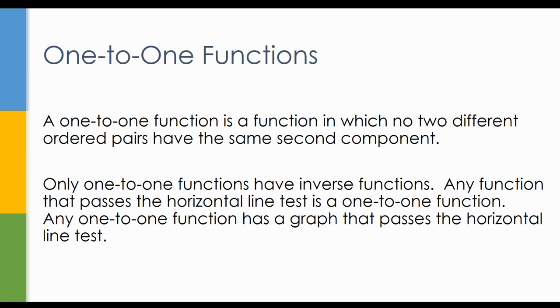So notice that, once again, what's it say? No two different ordered pairs have the same second component. So going back once again to that f of x equals x squared, we were getting the same second component. If I had -2 and I squared it, I was getting 4. But then if I took 2 and I squared it, I was also getting 4. So they were getting the same second component. And that's why in this case, it wouldn't be a one-to-one function, which means it didn't have an inverse.